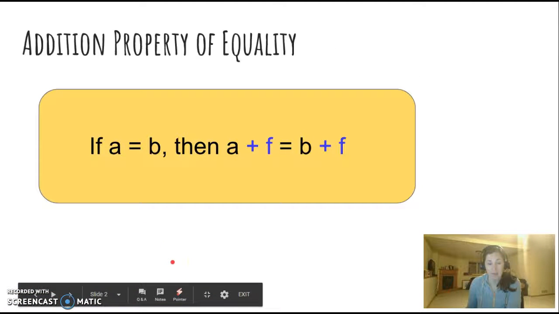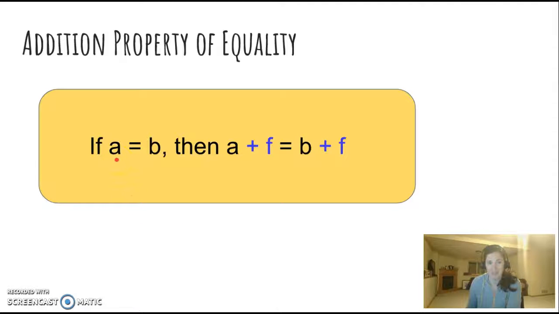The addition property of equality says that if two things are equal to each other, like in this example, A is equal to B. Let's remember for just a second what that equal sign means. An equal sign means that things on both sides of the equation are equal to each other. So A and B are equal quantities. If they were on a scale, they would be the same weight.